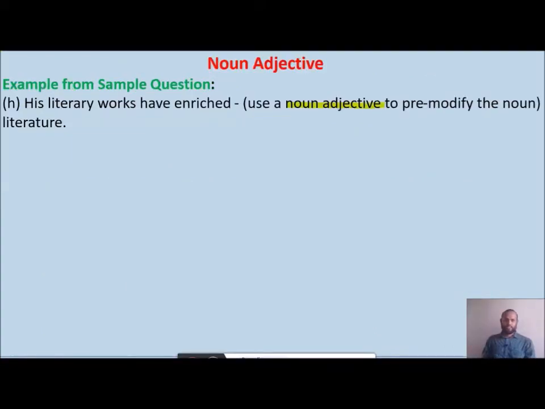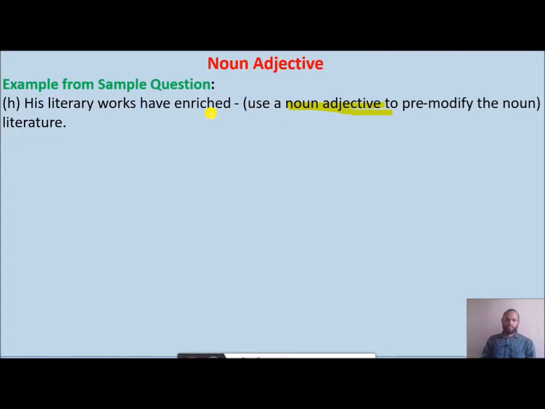Dear learners, this time we will learn a different type of adjective, and the name of this one is noun adjective, and very often you have to face this type of question where you will be asked to use a noun adjective. Okay, let's see a sample question. His literary works have enriched literature. Here the direction is written like use a noun adjective to pre-modify the noun.